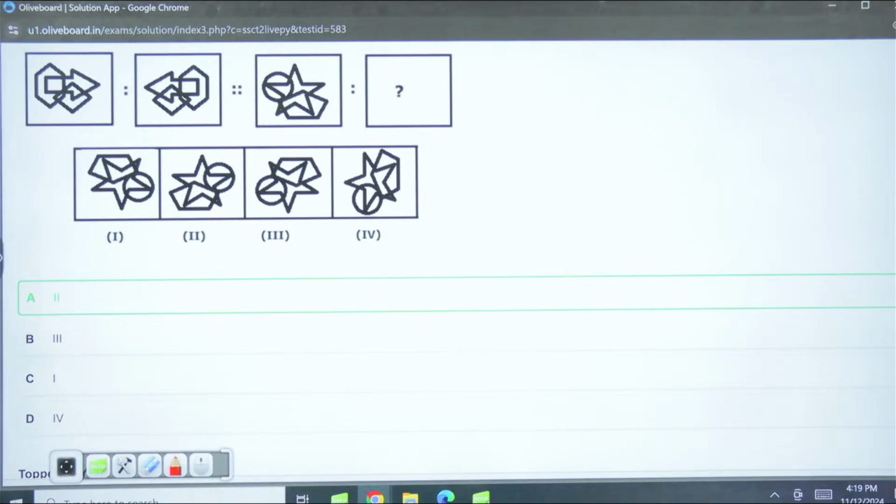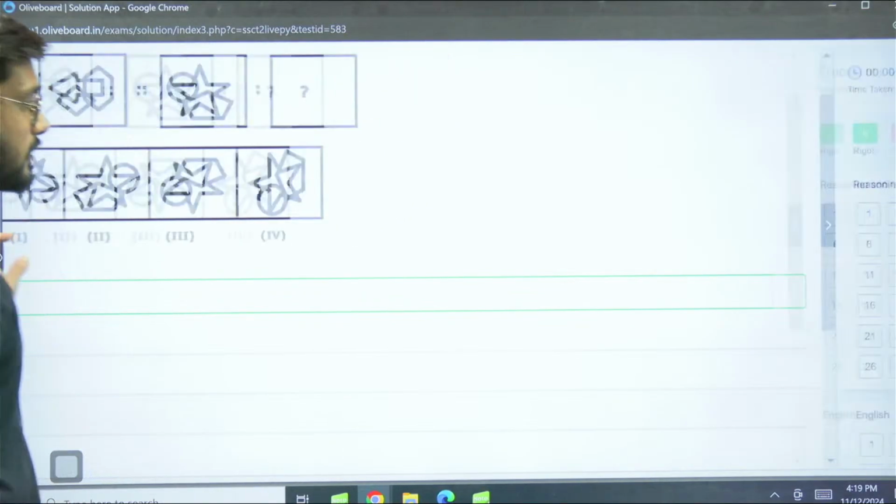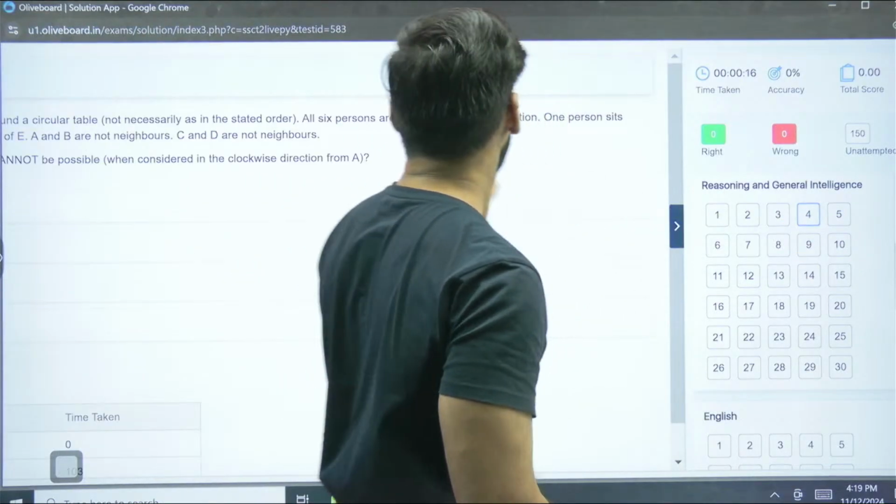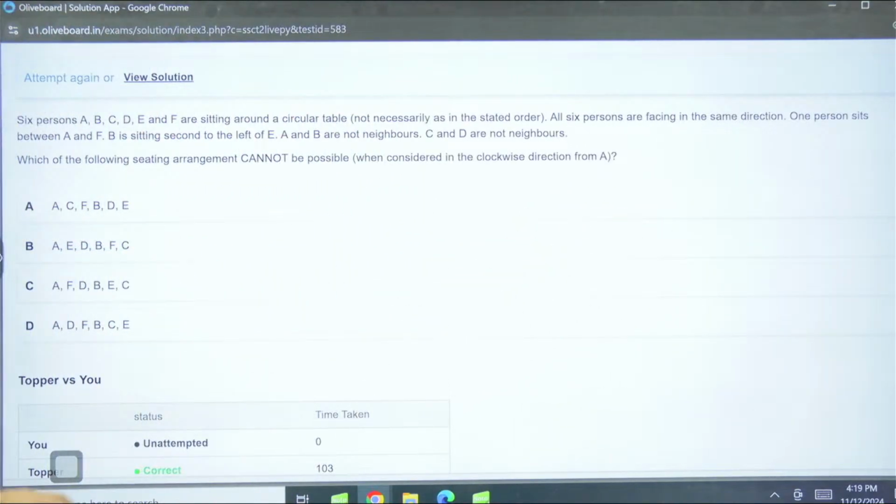Right? Is it clear to you all? Let's move on to the next question, the fourth one. Fourth question on our screen. Let's see what should be the right one.